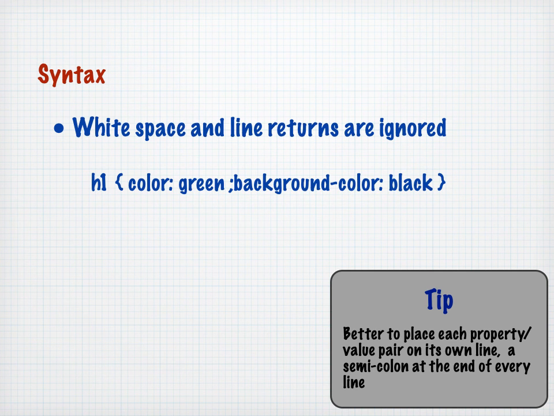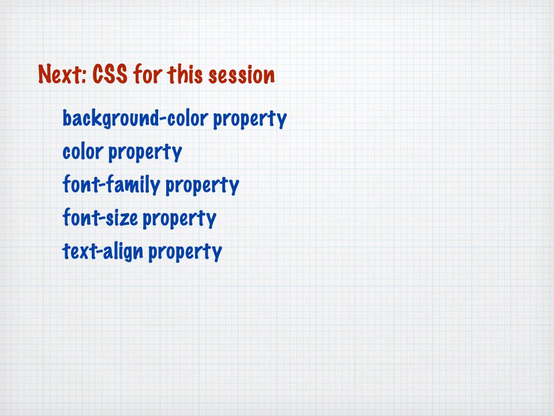Now, as I've indicated, white space and line returns are ignored, so you can lay them out looking like this, but I prefer to lay them out with one rule on each line because I think it makes it easier to read. Remember to put a semicolon at the end of each one. The basic CSS that I'm going to look at later are these ones. We're going to have a look at two that we've already looked at, background color and color, and then we'll talk a bit about font families, about font sizes, and about aligning text.